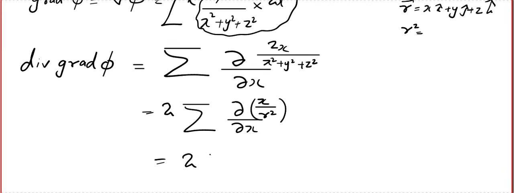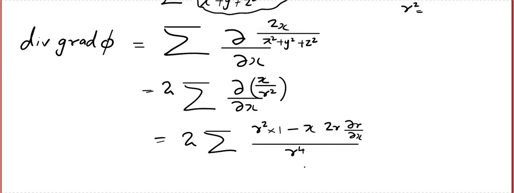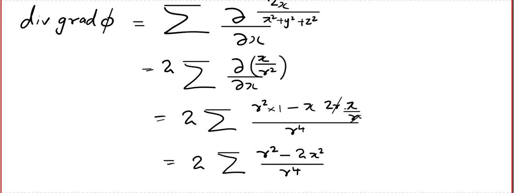So this will be 2 into sigma, apply u by v rule, denominator into 1 minus numerator into 2r dou r by dou x, the whole divided by r to the power 4. And that will be 2 times sigma. What is dou r by dou x? You have to prove it in exam, but now you can take it for granted. It is x by r. R gets cancelled. So we get r square minus 2x squared, the whole divided by r power 4.